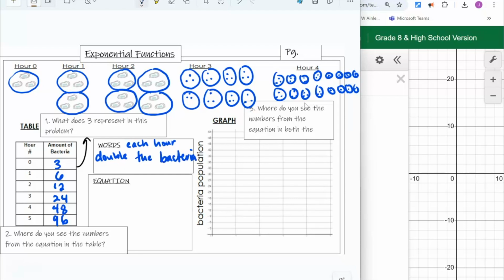All right, so just think about what's happening in this situation. So every hour, I go from whatever I have the one before, and I double it, and I double it, and I double it, and I double it, and so forth. All right, so now that I have a table, let me go ahead and plot a graph. I will come back to an equation in just a second. So let's plot the graph.